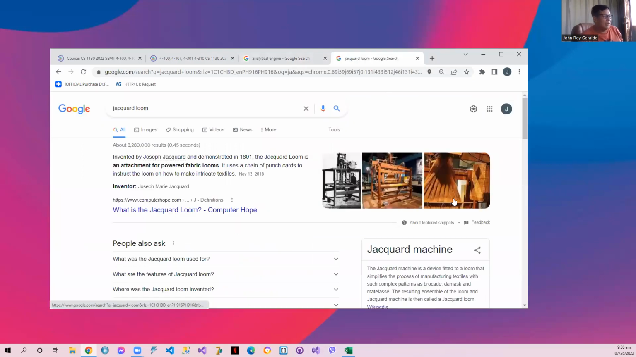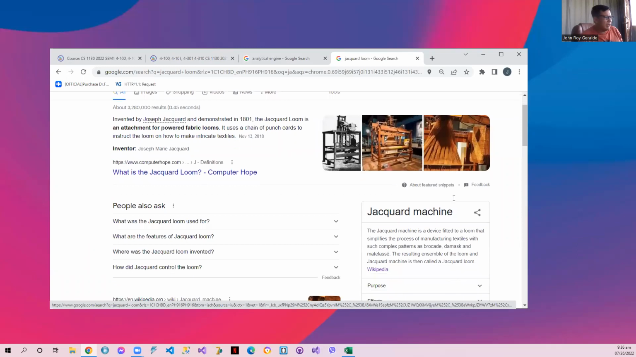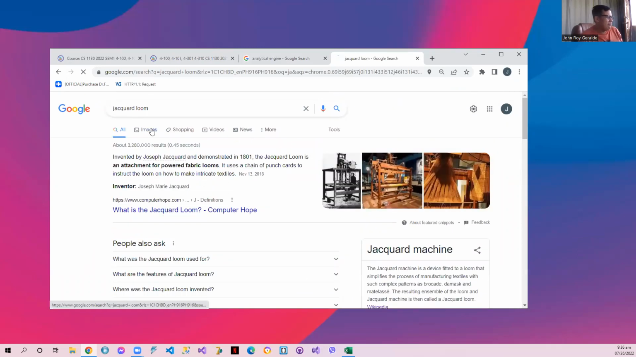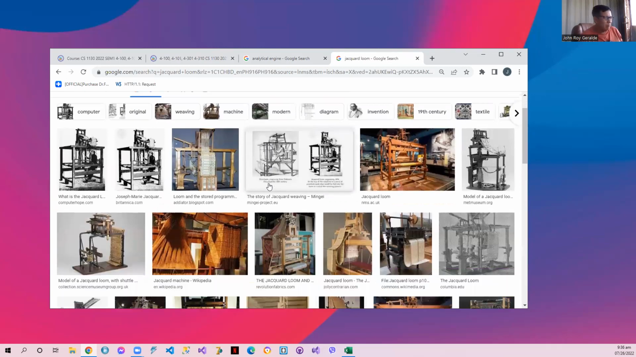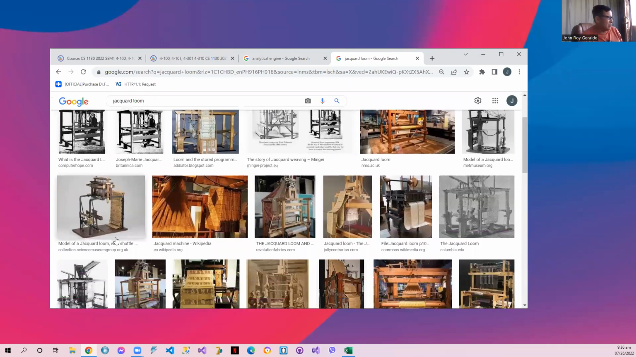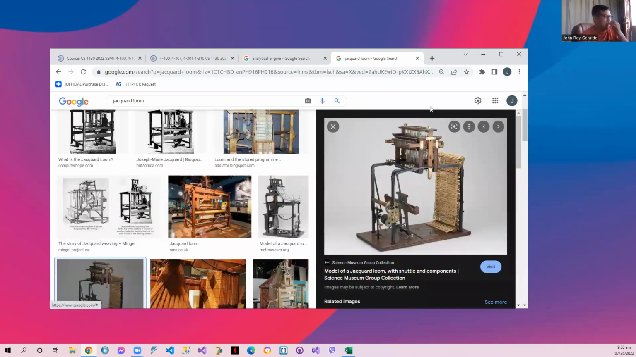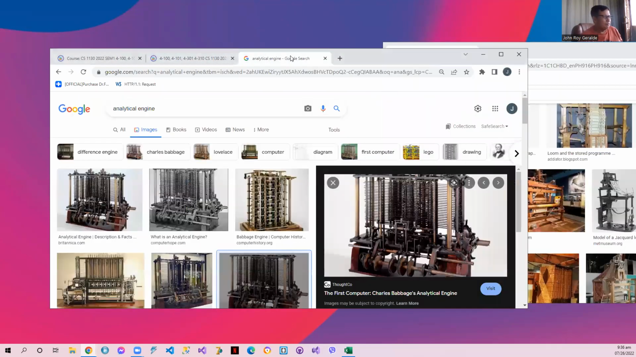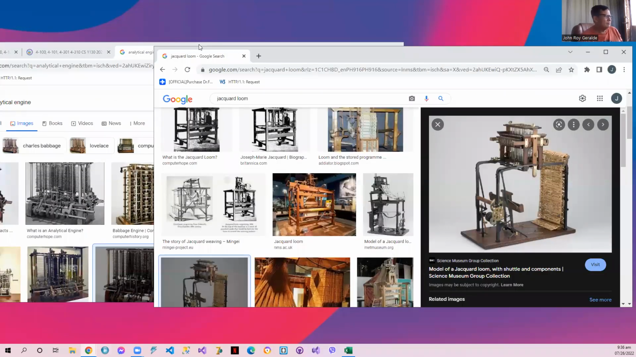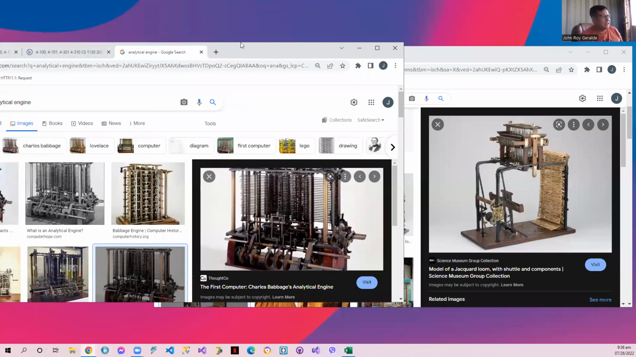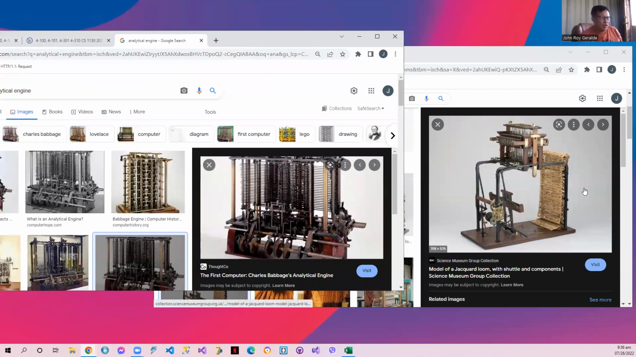Okay. So the Jacquard loom was used mainly as an input device. This one is the Jacquard loom that is used in the analytical engine. Do you follow? So this is the mill. This is the Jacquard loom.